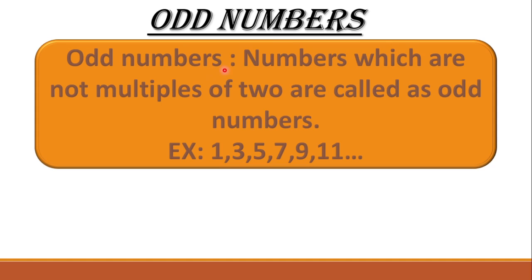Now let's start with odd numbers. So even numbers and odd numbers are just the opposite. In even numbers, all the multiples of 2 are there. And in odd numbers, they are not the multiples. Now, if we see 1, 3, 5, 7, 9, all these are not multiples of 2. So they are odd numbers. So numbers which are not multiples of 2 are odd numbers.